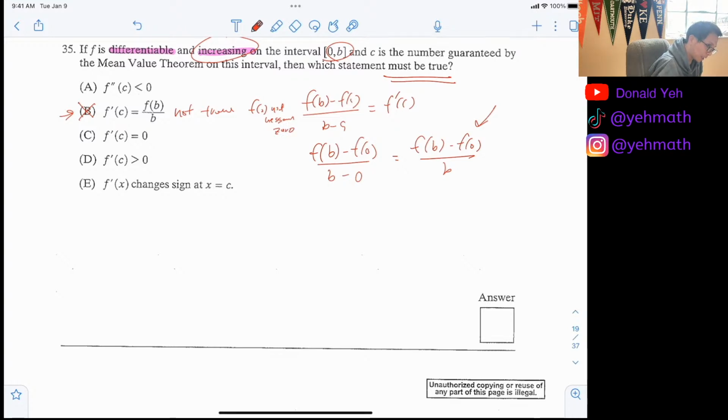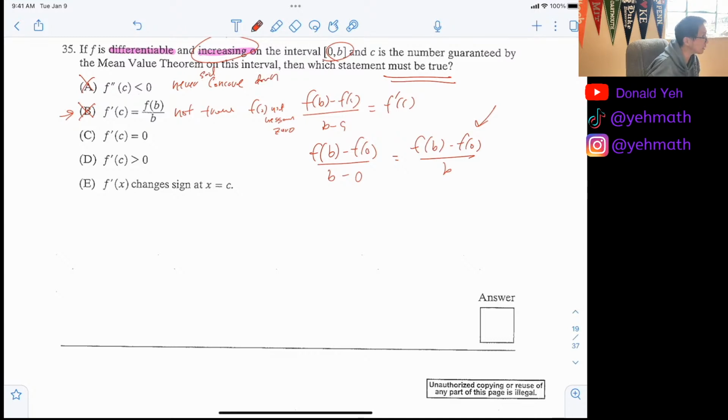Next statement. F double prime of C is less than 0. It's concave down. But it's increasing, and increasing could be concave up or concave down. Not necessarily true. Nowhere does it say it's always concave down. The glove doesn't fit. He did not kill his wife.